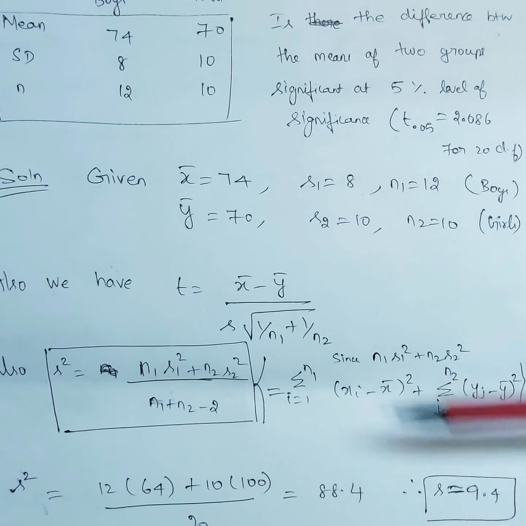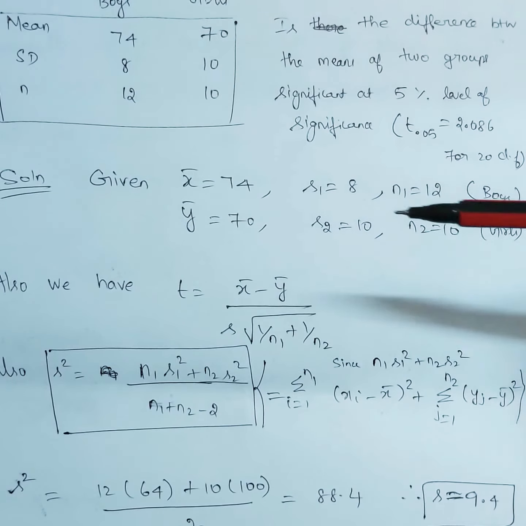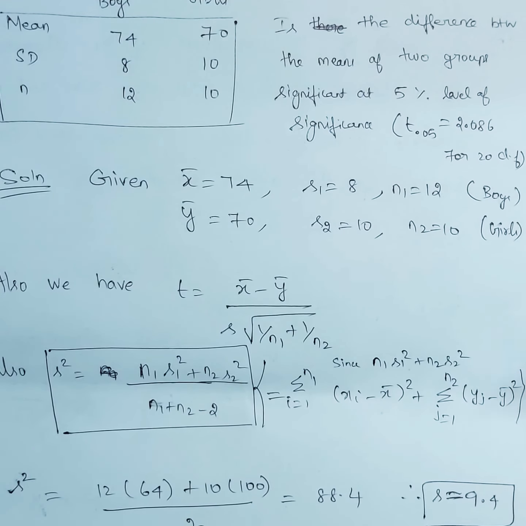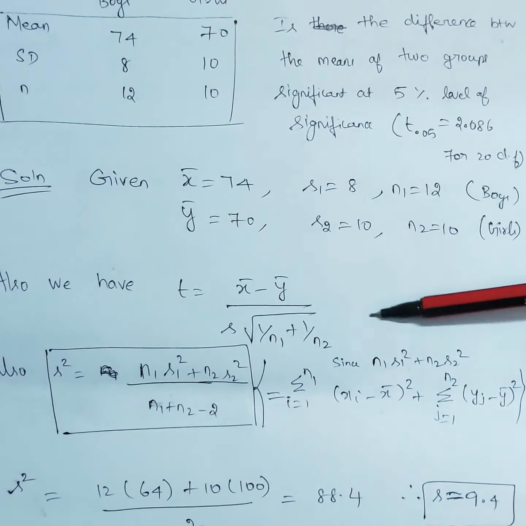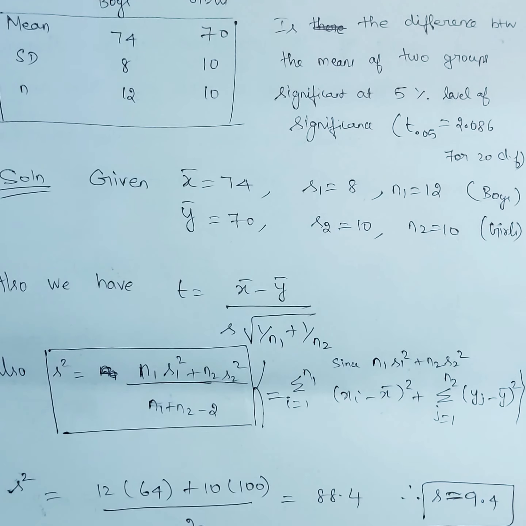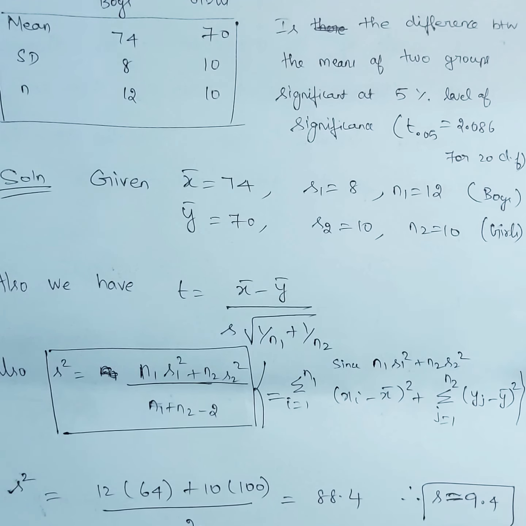Okay. So this problem is slightly different. 2 means, 2 standard deviations, 2 n's are given. Then what is the formula for t distribution? Each problem is different. The first one we saw as a normal one. Second one, a slight variation where we have taken mean mu as 0. Then the third one we saw with the limits, confidence limits. And the fourth one is a problem with 2 means and 2 standard deviations.